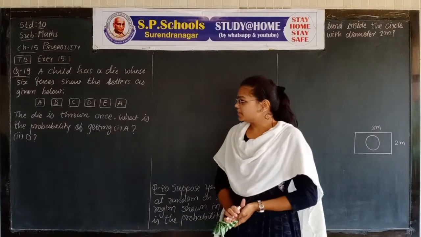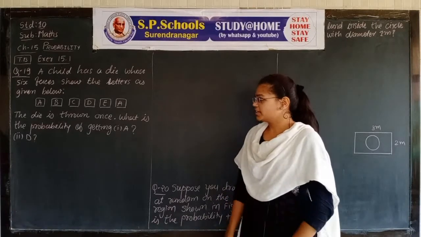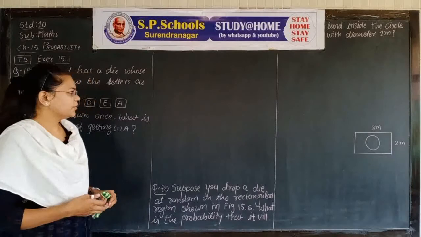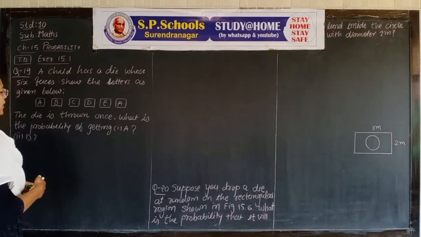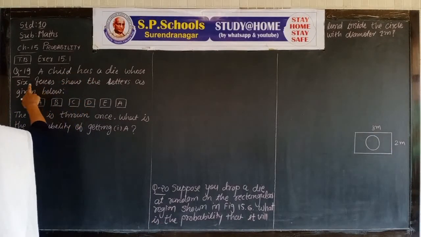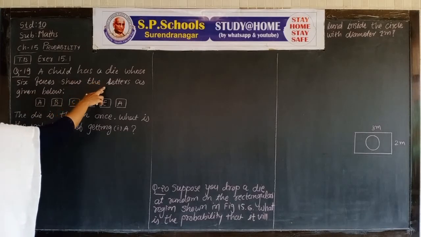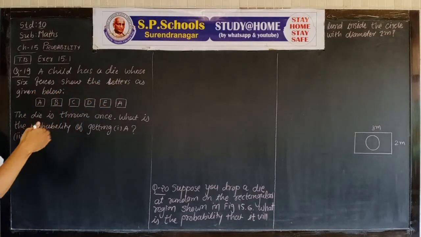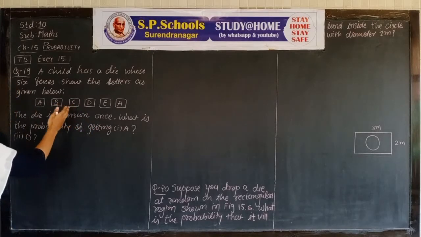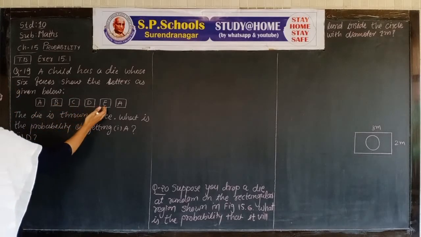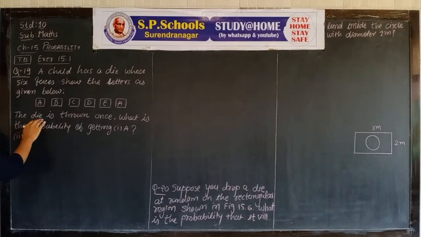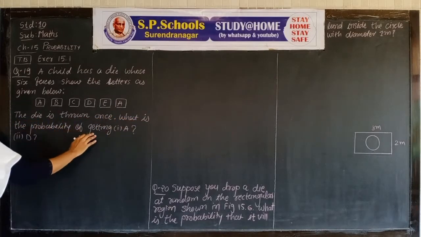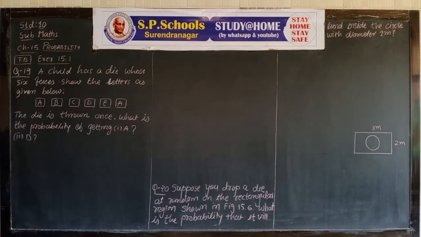Students, let's see the next number from exercise 15.1, question number 19. See the first of all question. A child has a dice whose 6 faces show the letters as given below. The 6 faces are not numbered, but they have the letters A, B, C, D, E and A. The die is thrown once. What is the probability of getting A, and second, D?